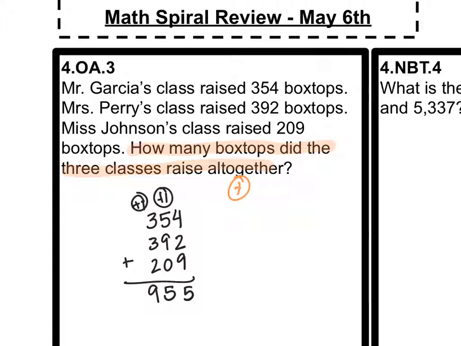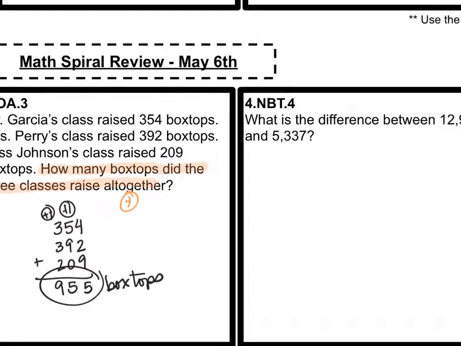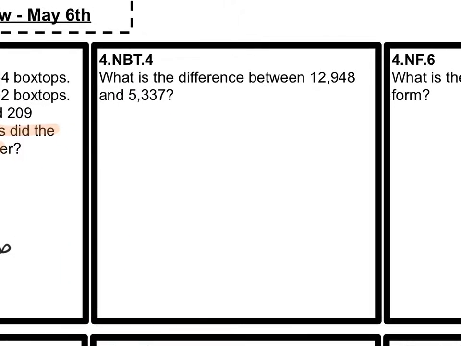So how many box tops did they raise all together? They raised 955 box tops. Please make sure that you are putting these in complete sentences, just like I know 4th graders know how to do. The next problem, what is the difference between 12,948 and 5,337?